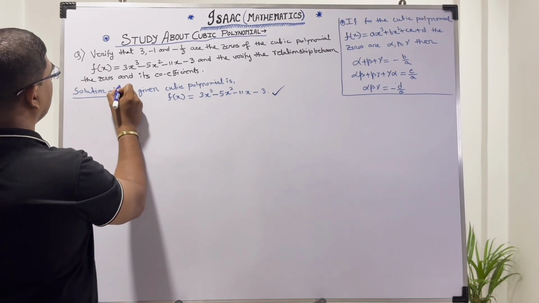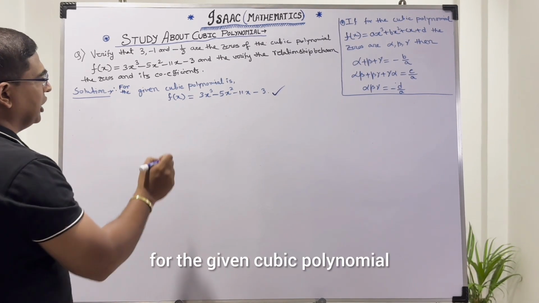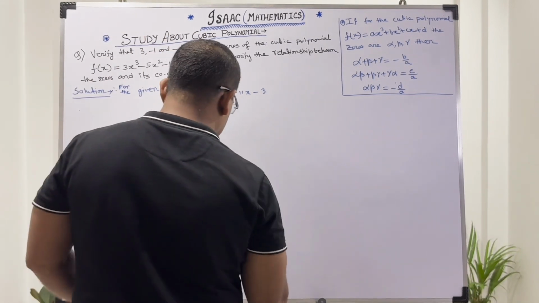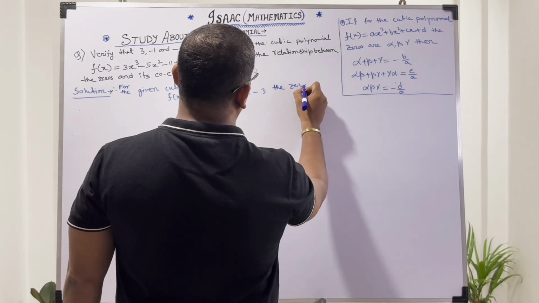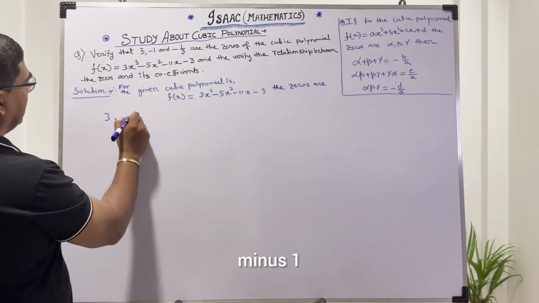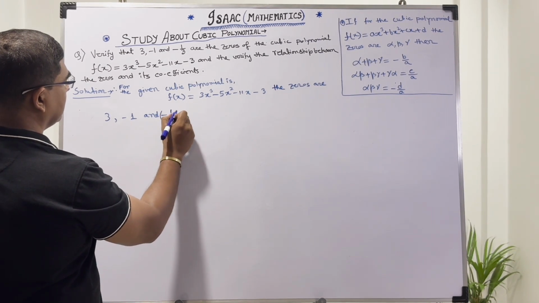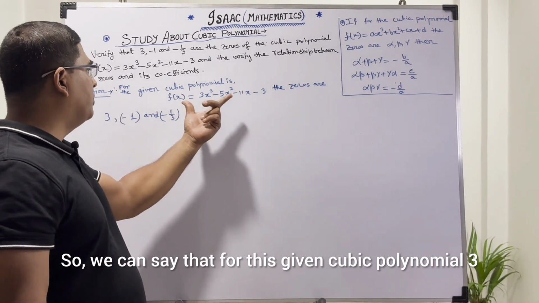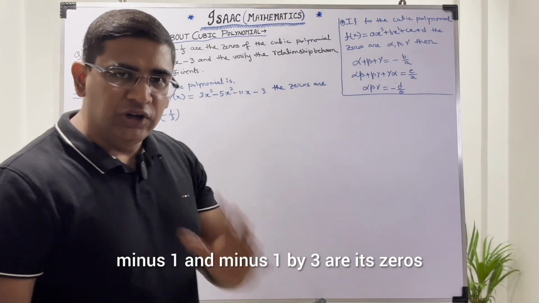So therefore, for the given cubic polynomial, the zeros are 3, minus 1 and minus 1 by 3. Okay, so we can say that for this given cubic polynomial, 3, minus 1 and minus 1 by 3 are its zeros.